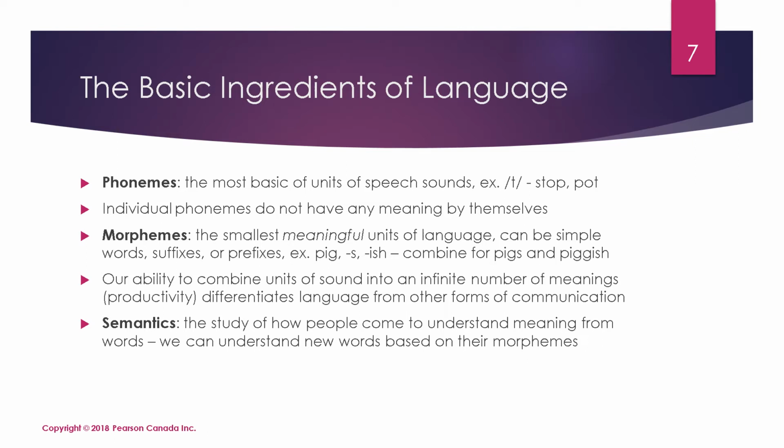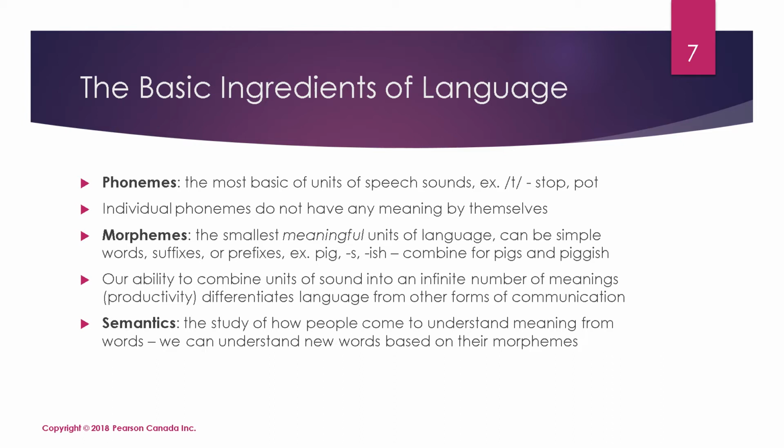So we'll talk briefly about the basic ingredients of language. So obviously language can be broken down into small components. So phonemes are what's known as the most basic units of speech sounds. So for example, t would be a phoneme. So the sound made by the letter T, so st, stop, or pot, t. So that T there, and the phonemes are usually indicated by the little slashes on either side. That would be the sound that hard T sound makes.